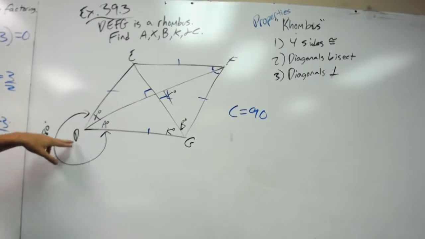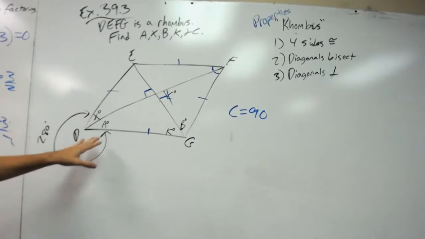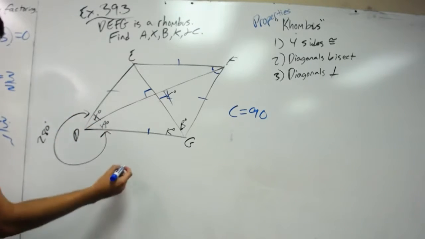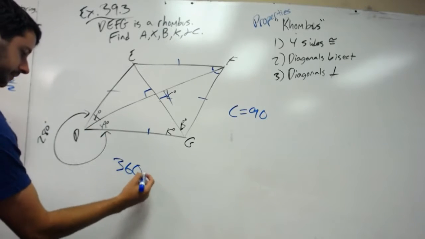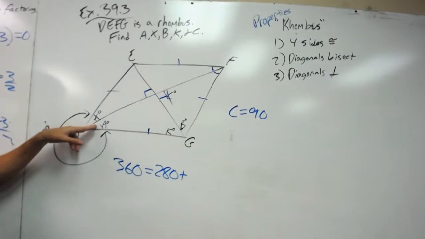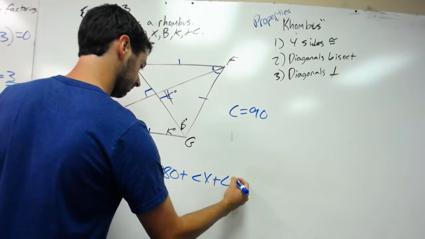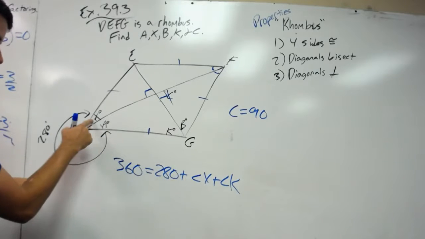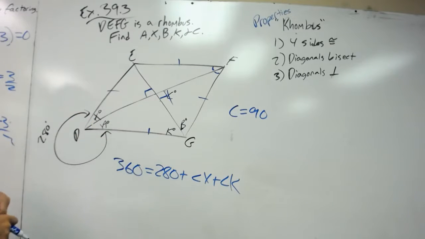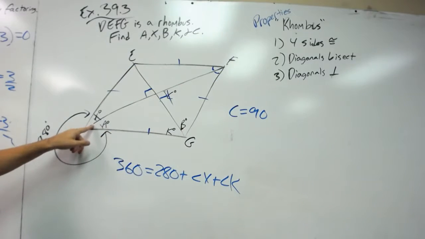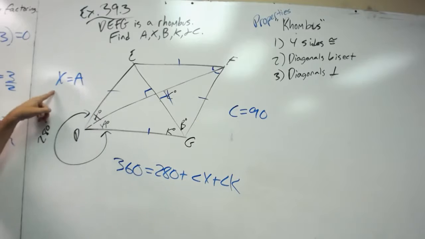Can we find X and A? Let's look at this reflex angle that it gave us. Well, if this is 280, full circle would be 360, right? So, okay, 360 equals 280 plus, now we have angle X and angle A. So 280 degrees plus angle X plus angle A equals the full 360. Now looking back at our properties, it says the diagonals bisect. So if the diagonals bisect, that means X and A are equal. X and A are equal.